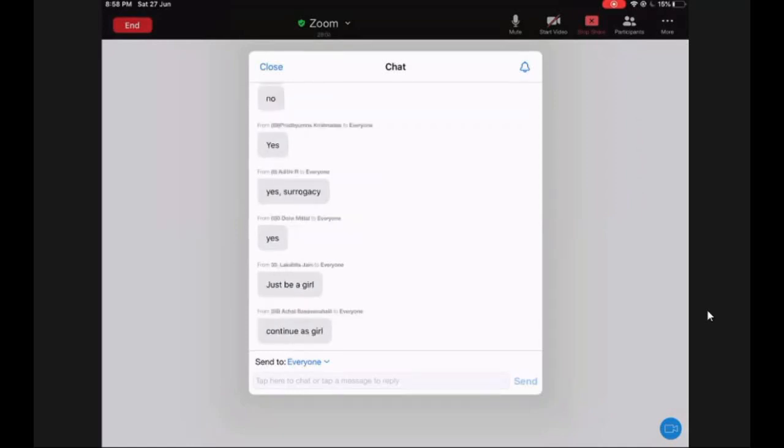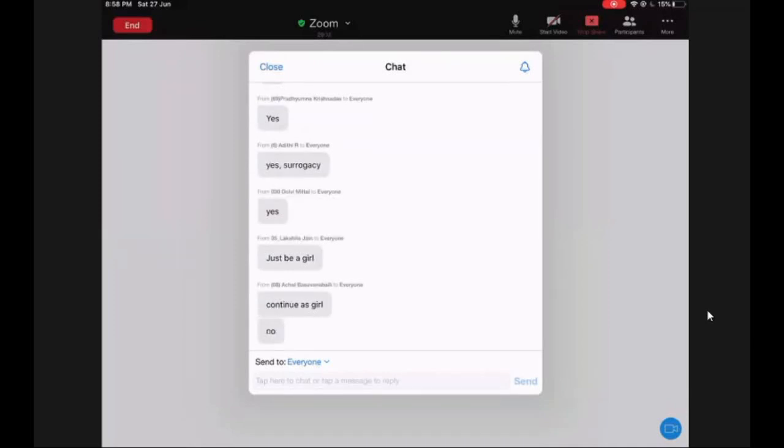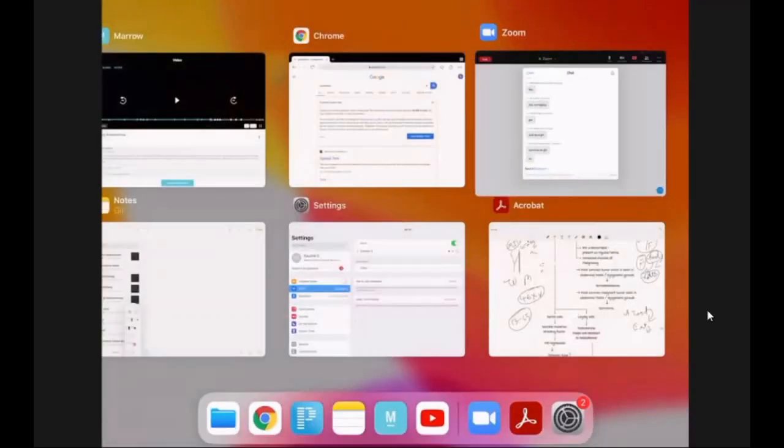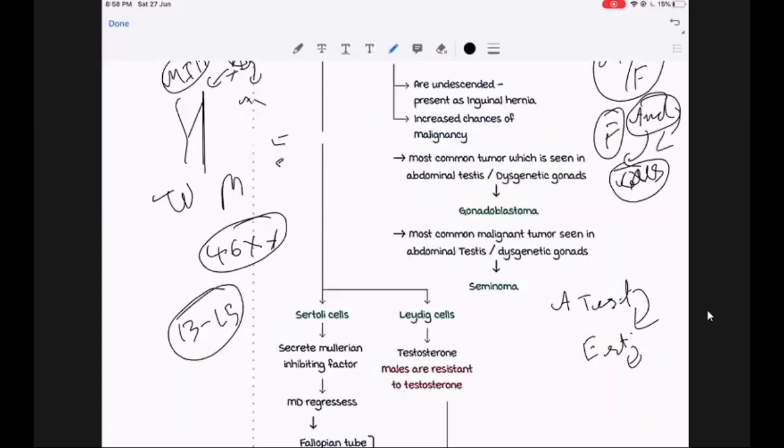Now, just be a girl, and then will you leave the testis inside? Yes or no? Is it safe to leave the testis inside? Yes, it is safe to leave, or no, it is not safe to leave. No. Why? Because she can develop a testicular tumor, right? That is why you operate on the testes and you remove it.